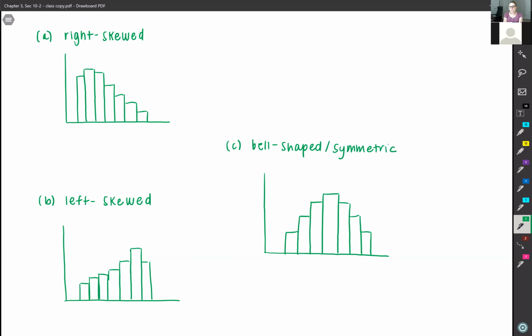So those are my three types of distributions that I'm going to talk about, and I'm just going to place where the mean and median and mode would be on these, just so you can get an idea of how having a right skewed or a left skewed or a symmetric distribution will affect the mean, median, and mode. So on a right skewed distribution, the mean is going to be about here.